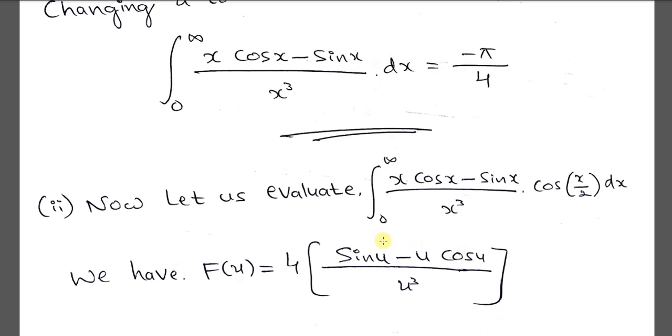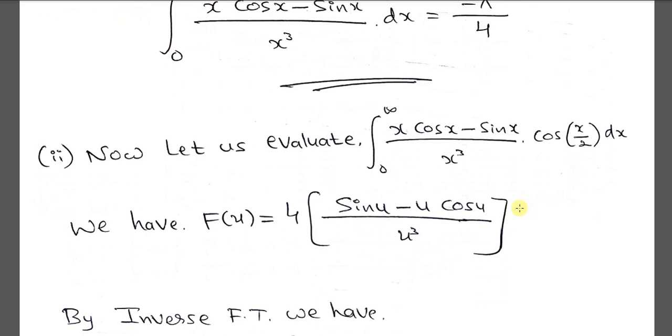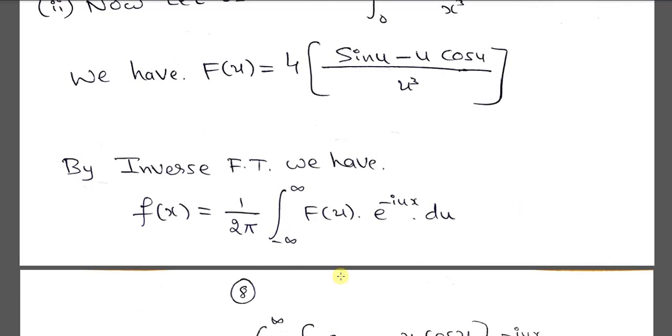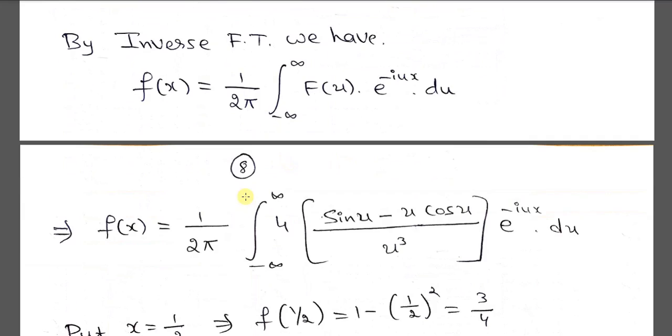We have to evaluate integration 0 to infinity (x cos x minus sin x) by x cube into cos of x by 2 into dx, correct? We have to evaluate this term. Now the important observation is we have one more term, right? So we cannot substitute x equal to 0 straight away, right? We will see. As usual, write down the formula first.